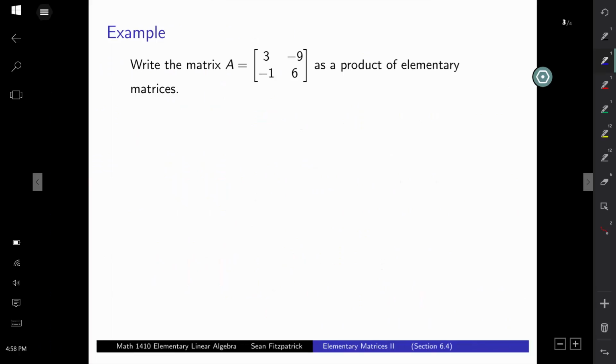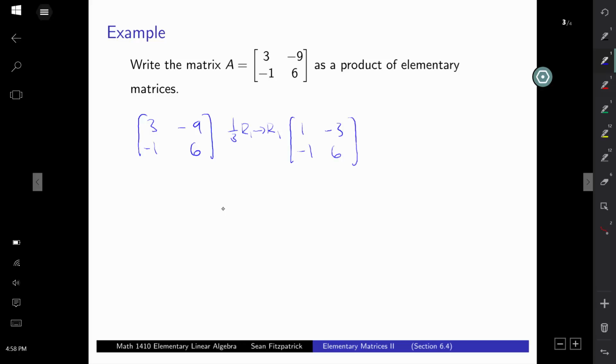Okay, so now let's say I have a matrix and I want to write it as a product of elementary matrices. Here's what we do. We start with our matrix, 3 minus 9, minus 1 6, and do some row operations. First thing we need is a leading 1. Let's divide row 1 by 3. So 1/3 row 1 is my new row 1, and that gets me to 1 minus 3, minus 1 6.